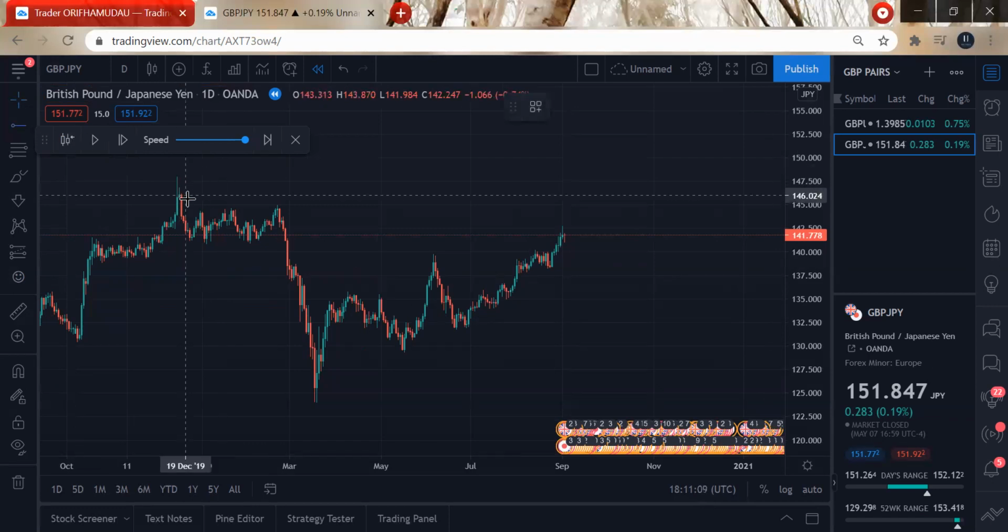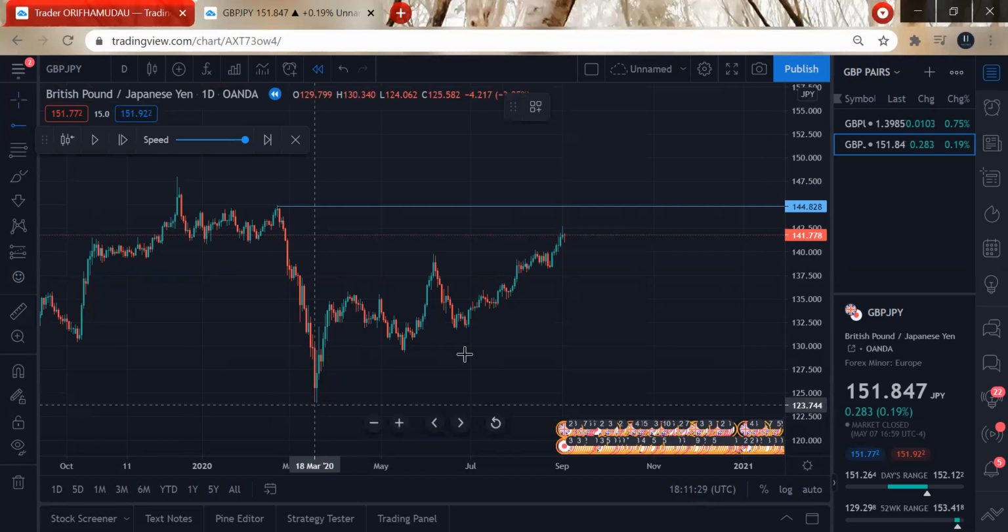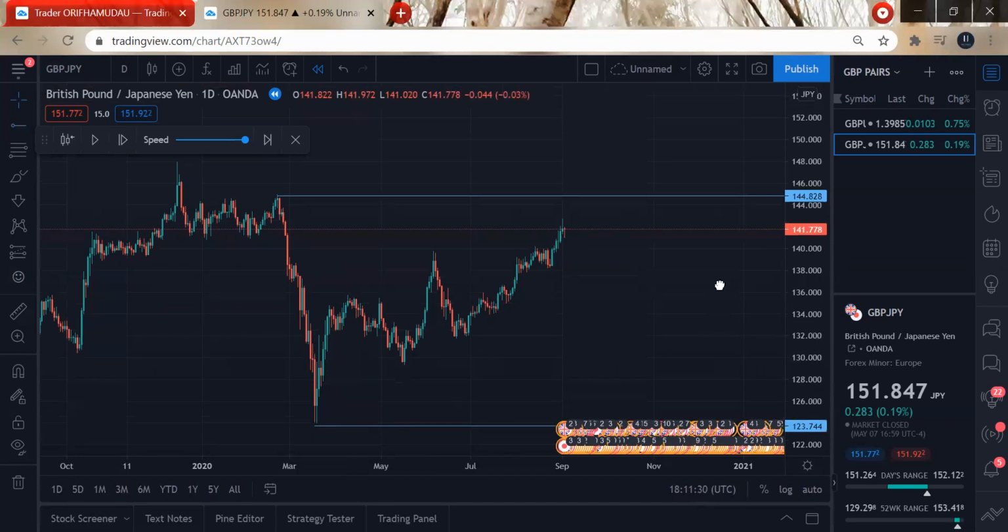So here on the daily, I'm going to pinpoint my last highest point. This is a fake out. This was a head and shoulder, you can see. So this could be my last highest point. So from there, now I'm going to pinpoint my last lowest low, which is this one. This is on the day.